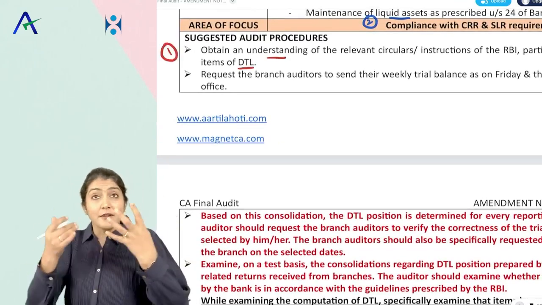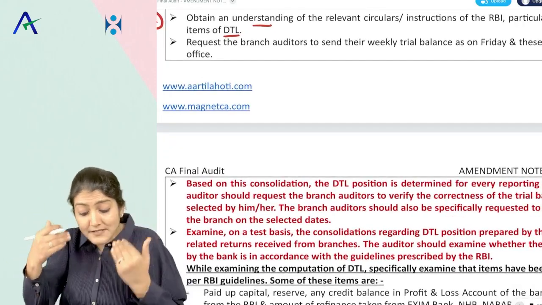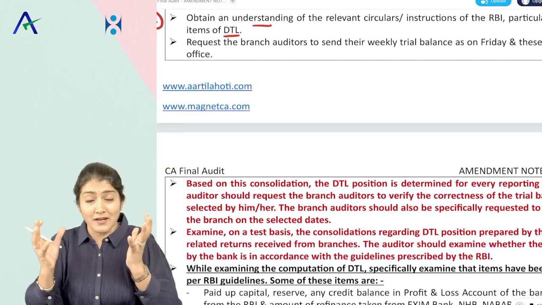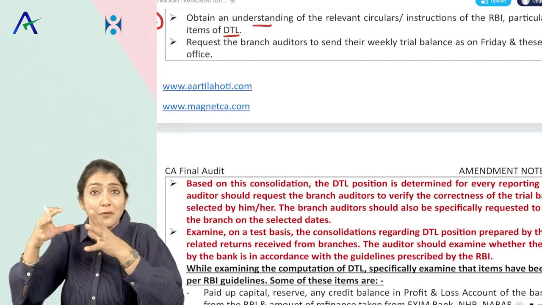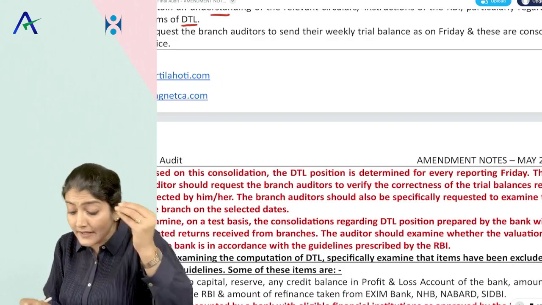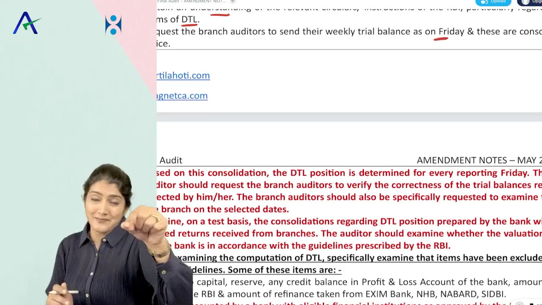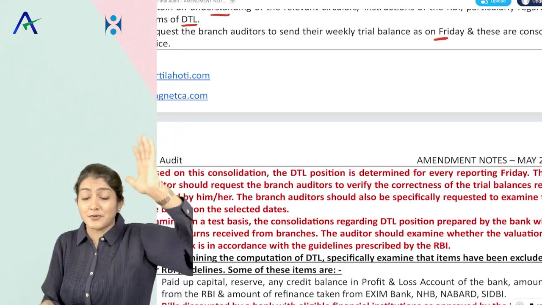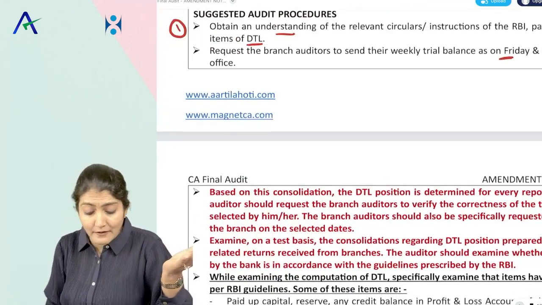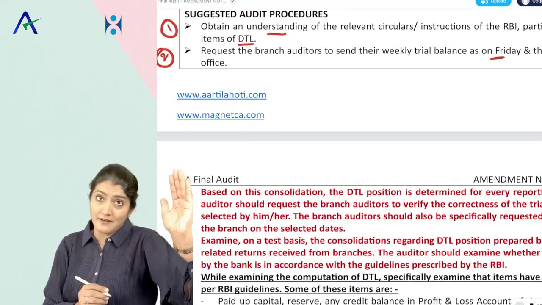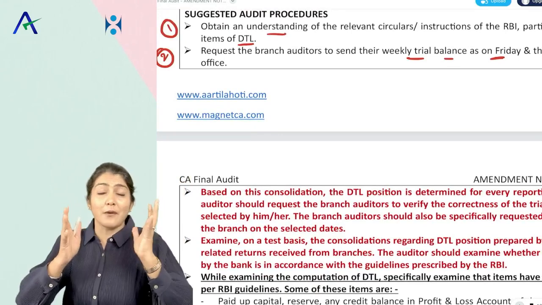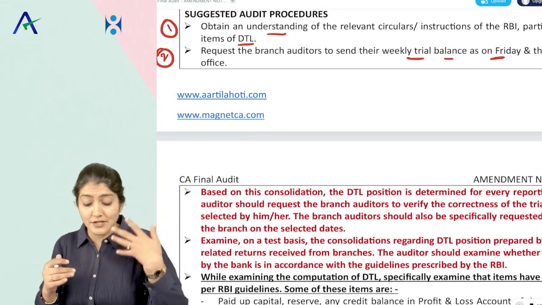After you understand, you request the branch auditor, because you are the SCA, the statutory central auditor, but the branch auditor does the working at the branch level. Branch auditors are to send their weekly trial balance as on Friday. That is why the central statutory auditor does not check on a Friday. These are at consolidated level. So the weekly trial balance is to be sent by the branch auditors to the central auditors on Friday. That is procedure number two.